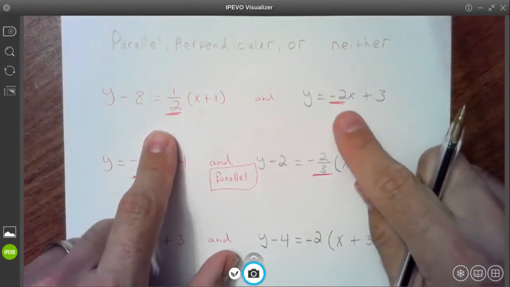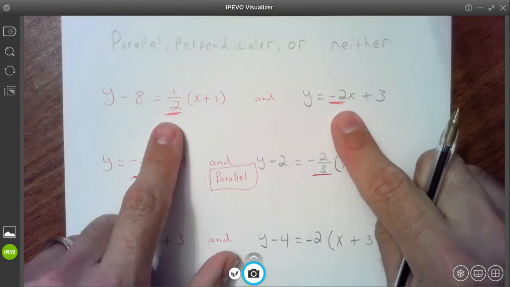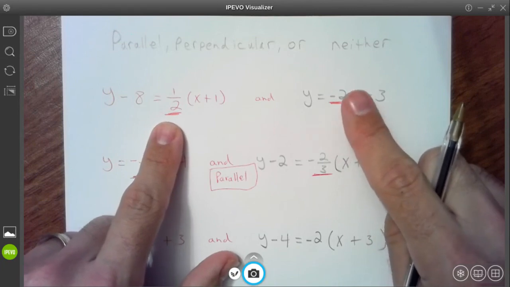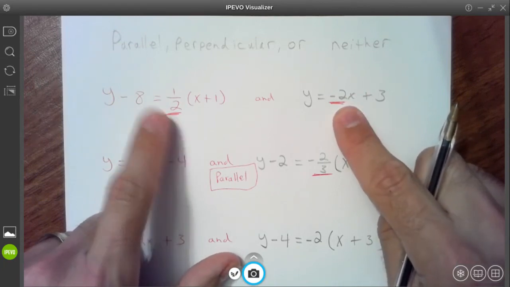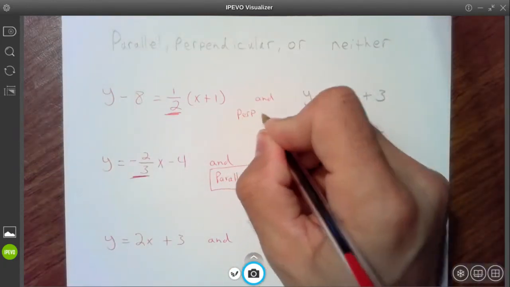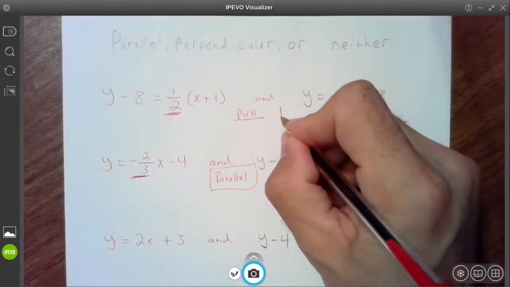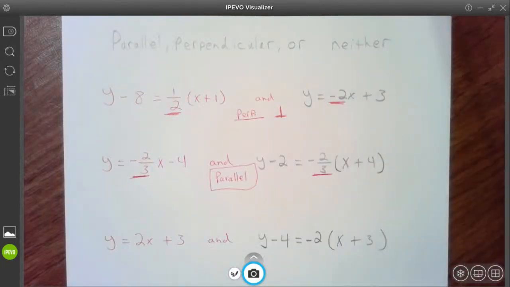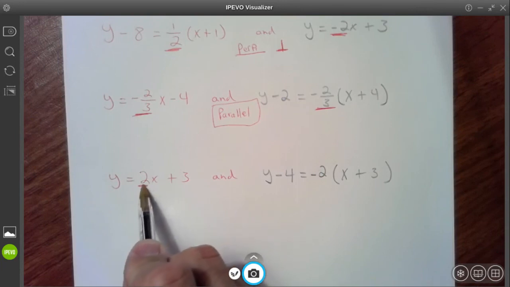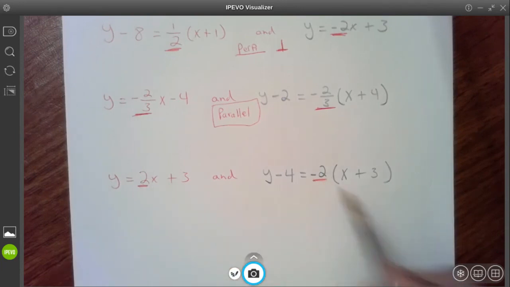This first one, the slope is positive 1/2, and over here, the slope is negative 2. Notice they are negatives of each other, and they are reciprocals of each other. The reciprocal of 2 is 1/2. The reciprocal of 1/2 is 2. So these would be perpendicular to each other. You can just put perp, or if you want to be fancy, you can draw this symbol right there. That means perpendicular.